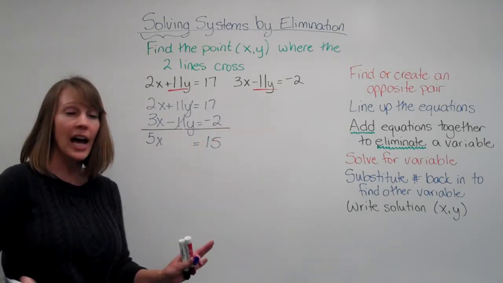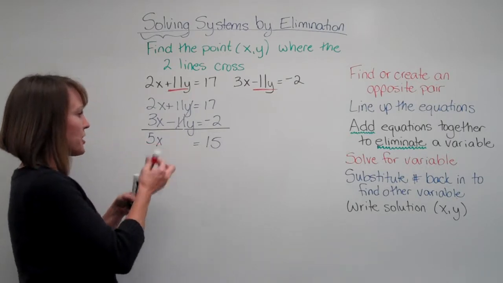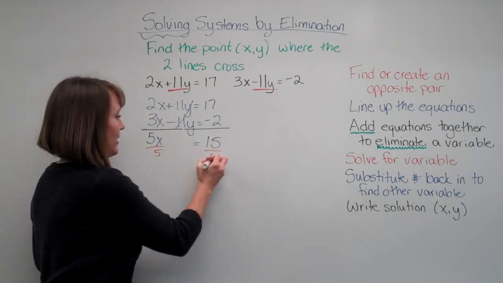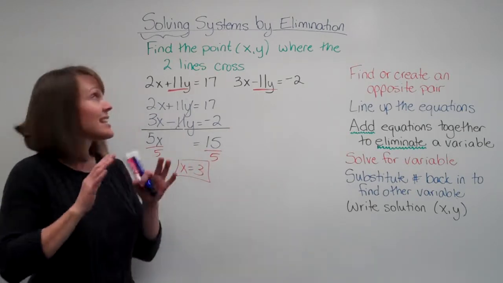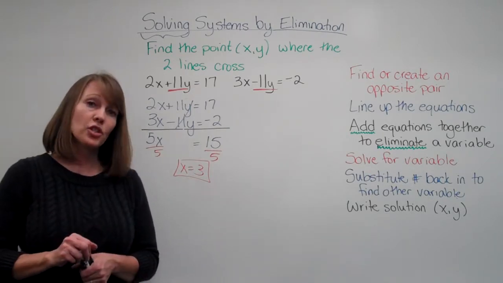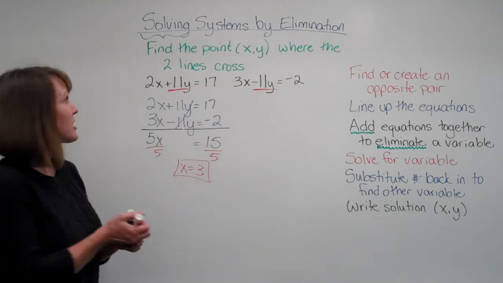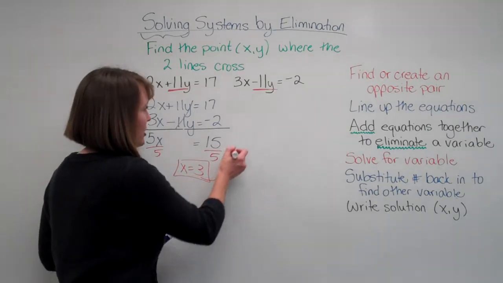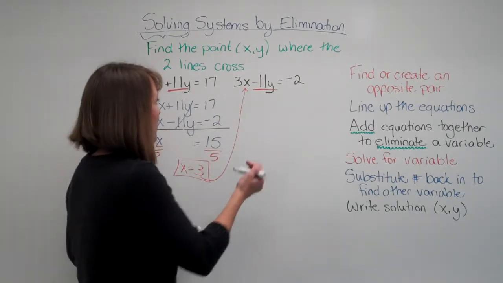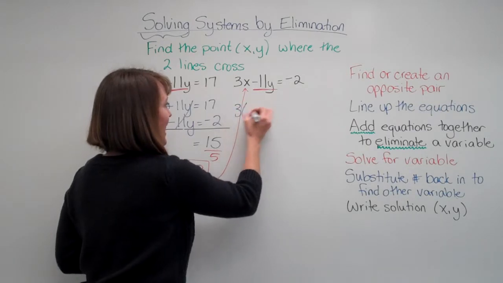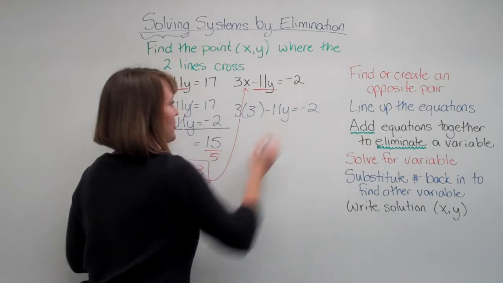Beautiful, the 11's are gone, I'm only left with an x, and I can figure that out by dividing both sides by 5. So that x is equal to 3. Lovely. Now at this point, it's exactly the same as substitution. At this point, we said, all right, I have x is a 3. I'm going to go back to the beginning. I'm going to plug this 3 in here instead of x, and I can solve for the y. So I'm going to say 3x, but x is now 3, minus 11y is equal to -2.